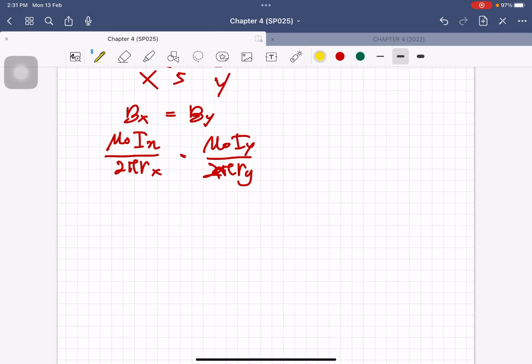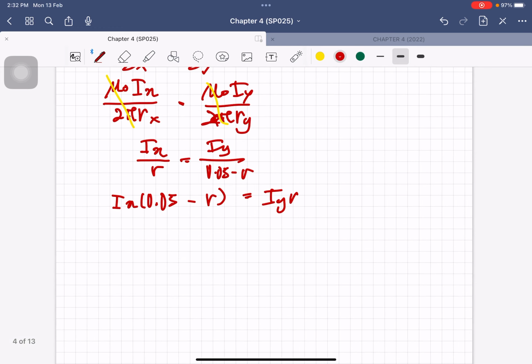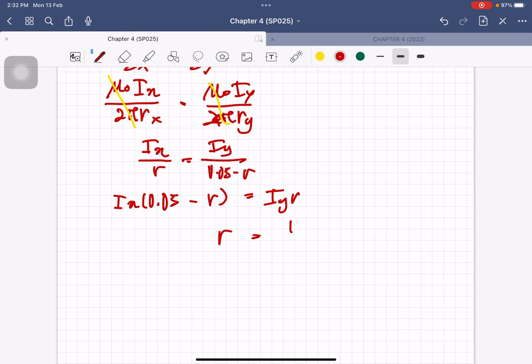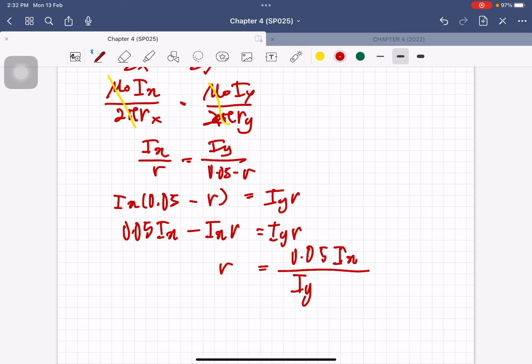Okay, so now we can cancel what can be cancelled. It's just this one. So we are left with IX over r equals IY over 0.05 minus r. Okay, so arrange everything nicely, and then you should get something like this. I can't do that. Okay, so when you rearrange for r, you will get r equals 0.05 IX over IY plus IX.